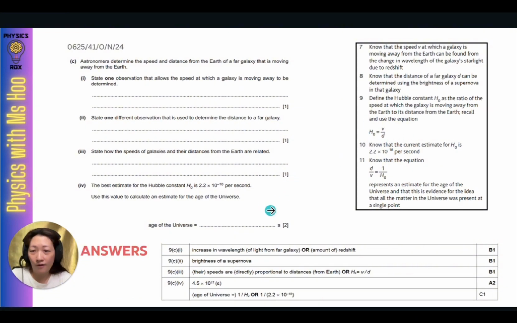For question 4, to calculate an estimate for the age of the universe, the answer for this, as you can see, is based on point 11.